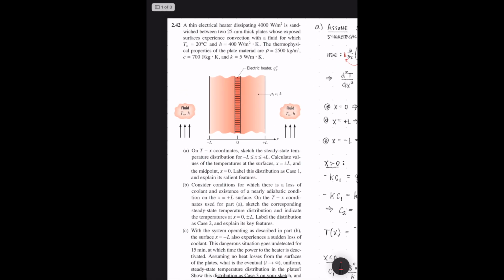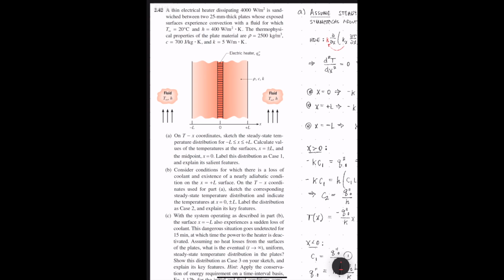The problem statement says that there's a thin electrical heater dissipating 4,000 watts per meter squared, which is sandwiched between two 25 millimeter thick plates whose exposed surfaces experience convection with a fluid for which the T infinity temperature is 20 Celsius and the convection coefficient is 400 watts per meter squared Kelvin. And it gives us the thermophysical properties of the material.